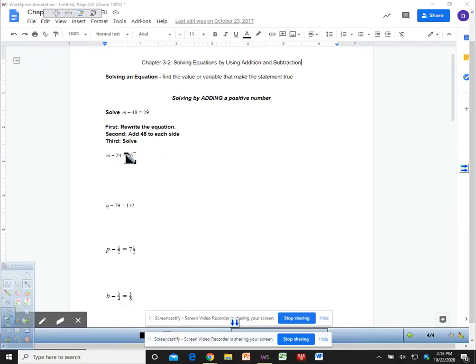So I'm just going to start with this one. So you drop the anchor down. And we need to get m by itself. So we need to do the opposite of what they're asking us. So here it says m minus 24. We need to do the opposite of subtracting 24. So we got to add 24.